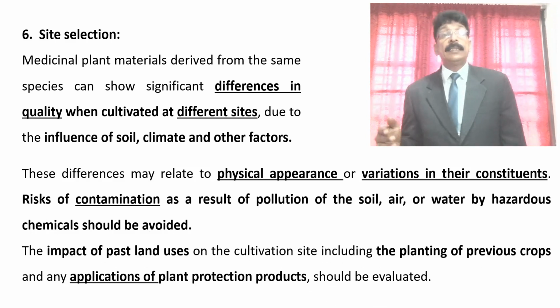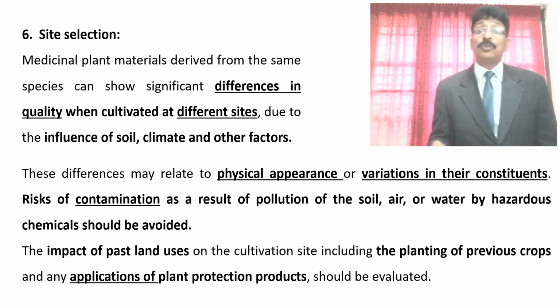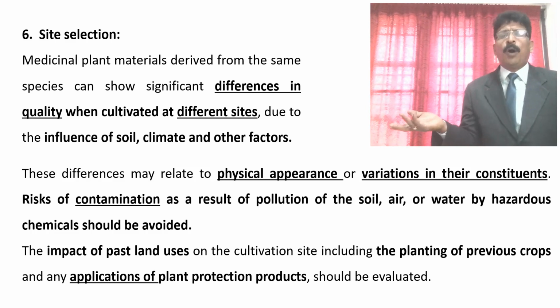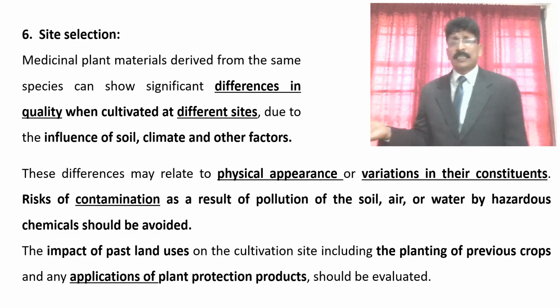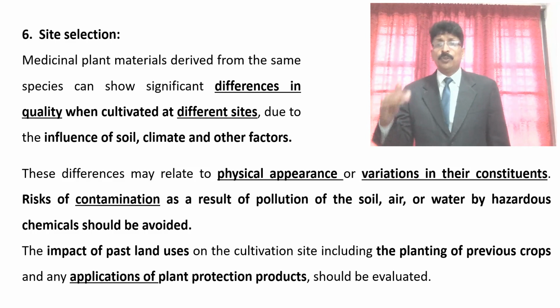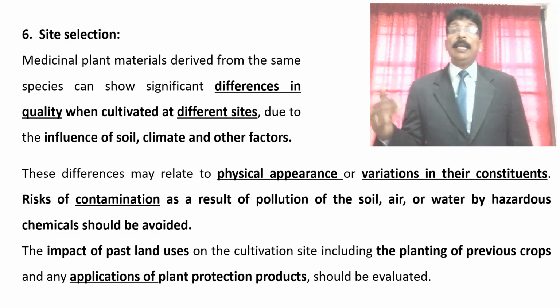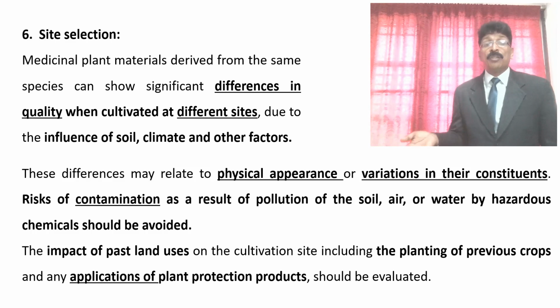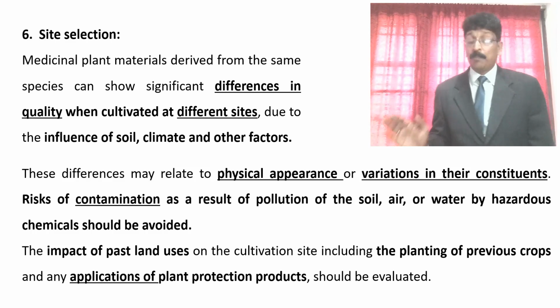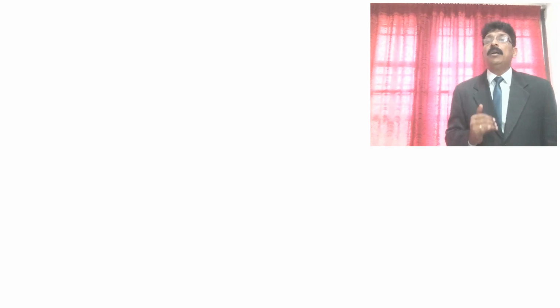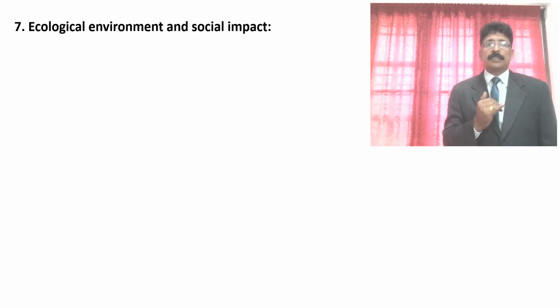And this is what selection of the site which you should see, and the impact of the past land use. For what purpose the land has been used, what they have cultivated, all this history should be seen, and the cultivation record should include the planting of previous crops, any application of plant protection products, and these should be provided and evaluated by the cultivators.